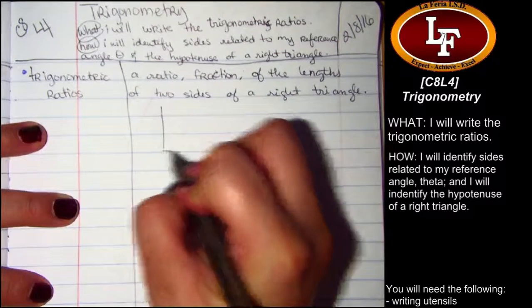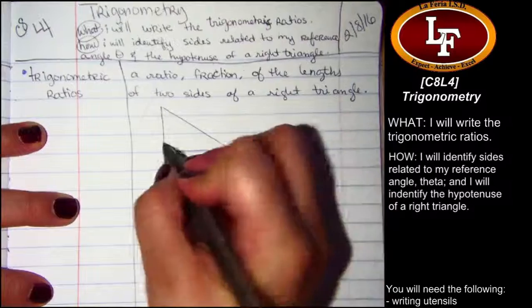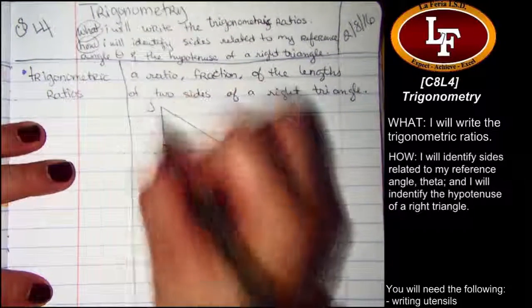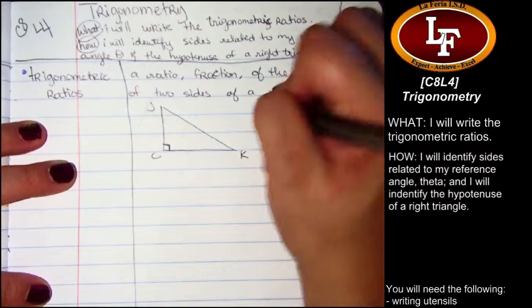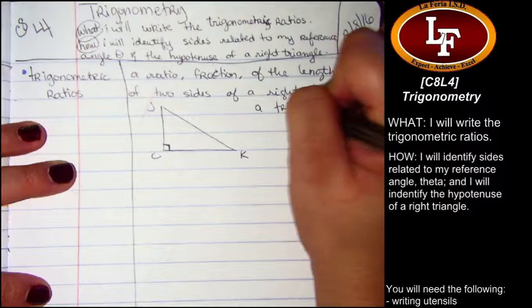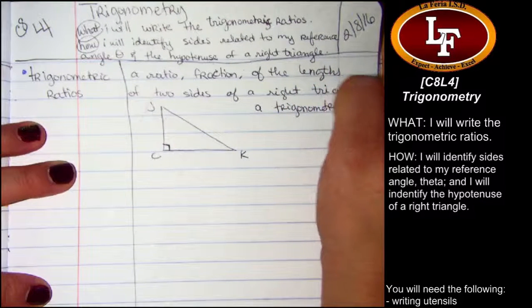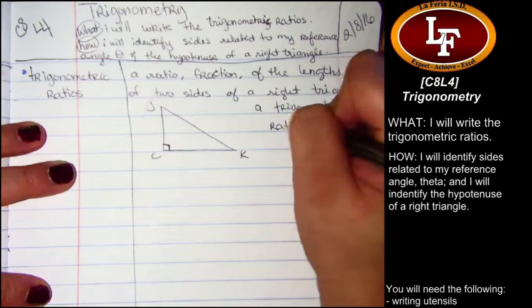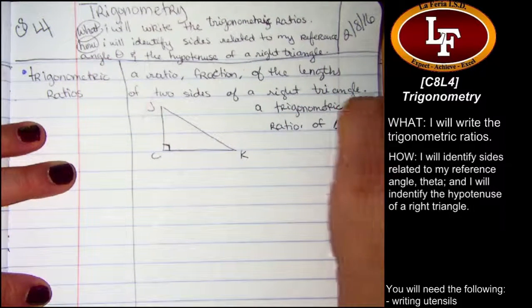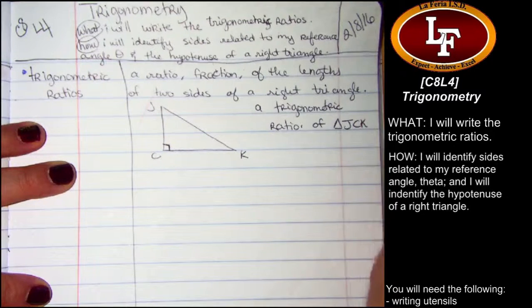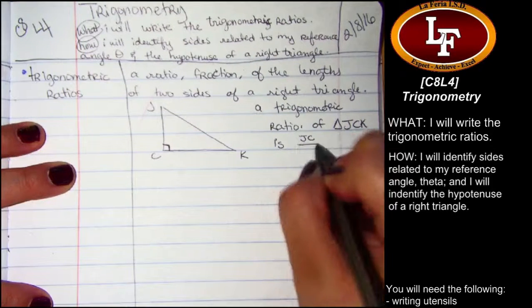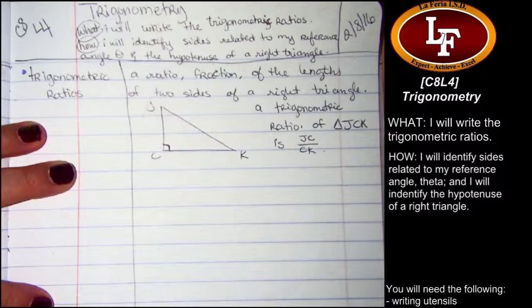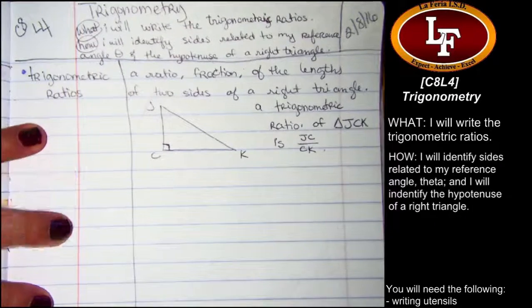All right, so here we go. We're going to draw ourselves a right triangle. I need 3 letters. Go. J, C, K, A. Those are the ones that I heard nice and clear. All right, so a trigonometric ratio of triangle JCK is JC over CK. You're grabbing 2 sides and you're making a fraction out of them. And that's all that's really happening here.